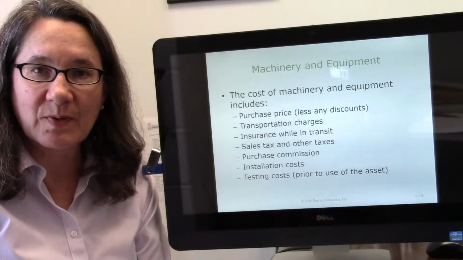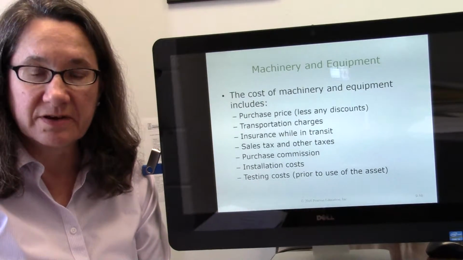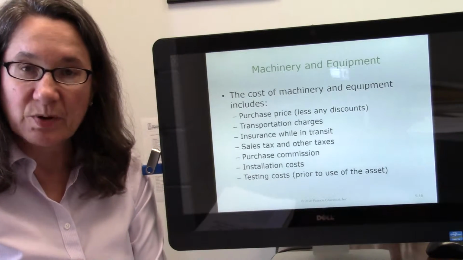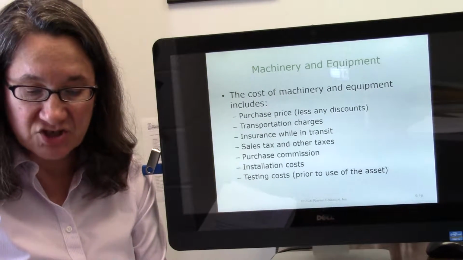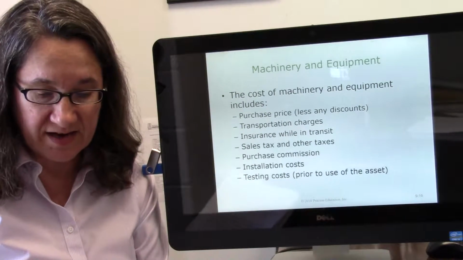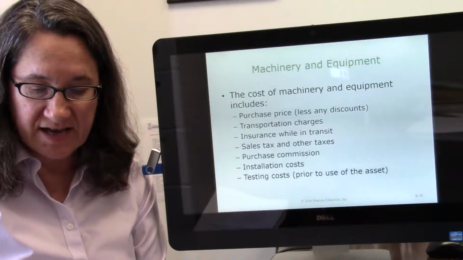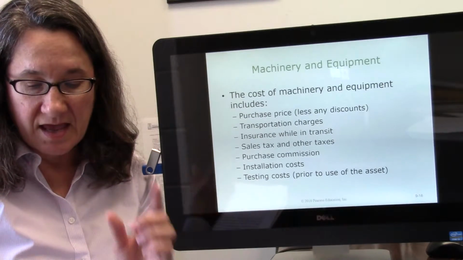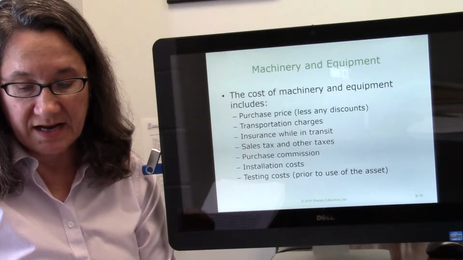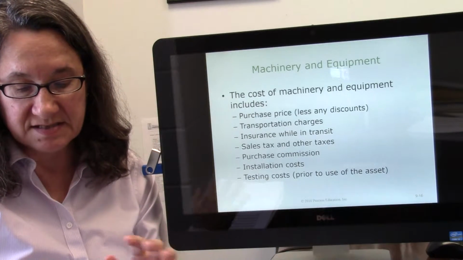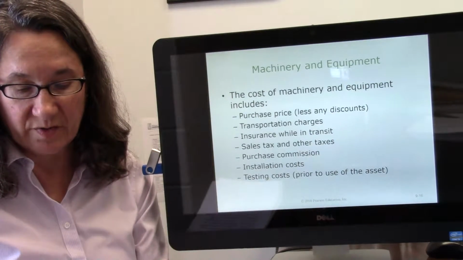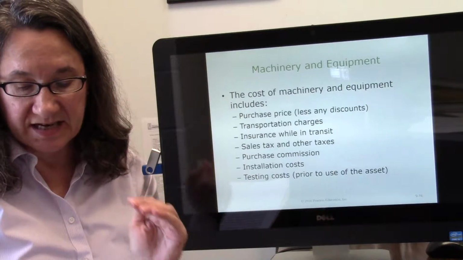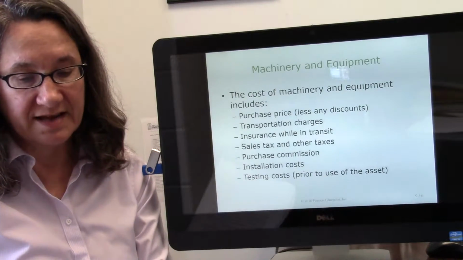What else might you buy that's a plant asset? Well, you might buy machinery and equipment. The cost of machinery and equipment includes the purchase price, transportation charges, insurance while in transit, sales tax and other taxes, purchase commission, installation and testing costs. After the asset is up and running, the company no longer capitalizes the cost of insurance, taxes, and ordinary repairs and maintenance to the equipment account. From that point on, insurance, taxes, repairs, and maintenance costs are recorded as expenses.